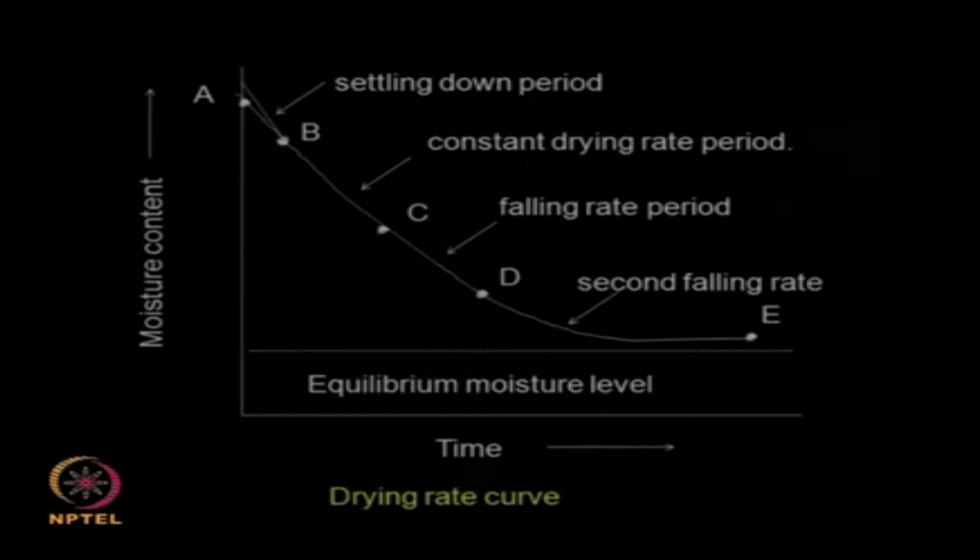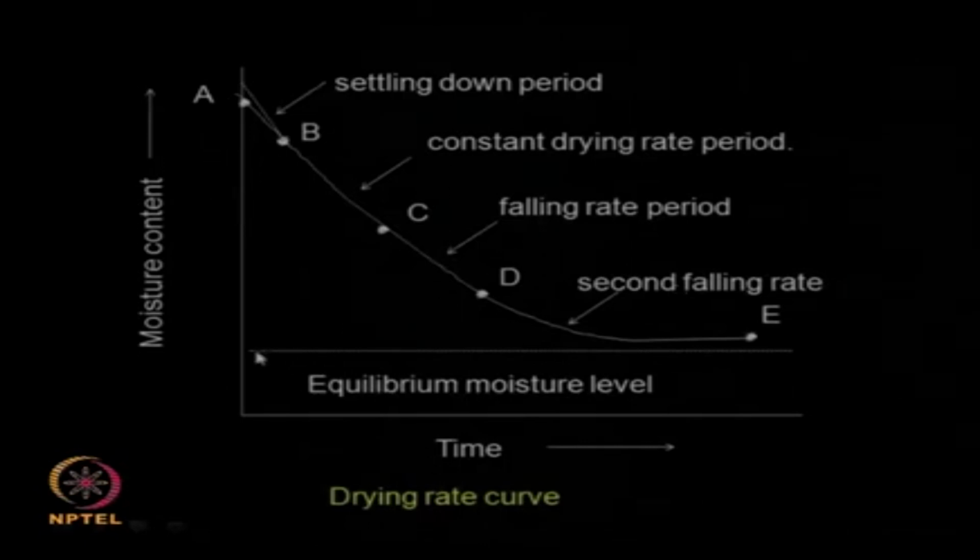So, if you are looking at designing a dryer and if you want to calculate what will be the drying time, you have two types of time, one is the constant drying rate period and the other is the falling rate drying period. So, these two times need to be considered.